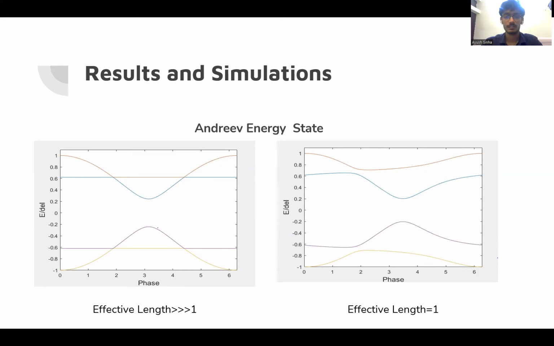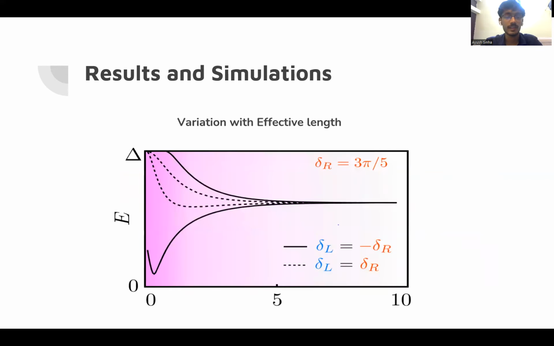And similarly, we will now study the variation of energy with respect to the coherence length, with respect to the effective length. So effective length is basically the length scale of the superconductor upon the coherence length. And the variation of energy varies for different phases, as can be seen in different figures. So we have this fixed delta R and we have plotted for various values of delta L. As you can see, there is a small dip and then there is a steady rise, which goes to a saturation value as the effective length increases.